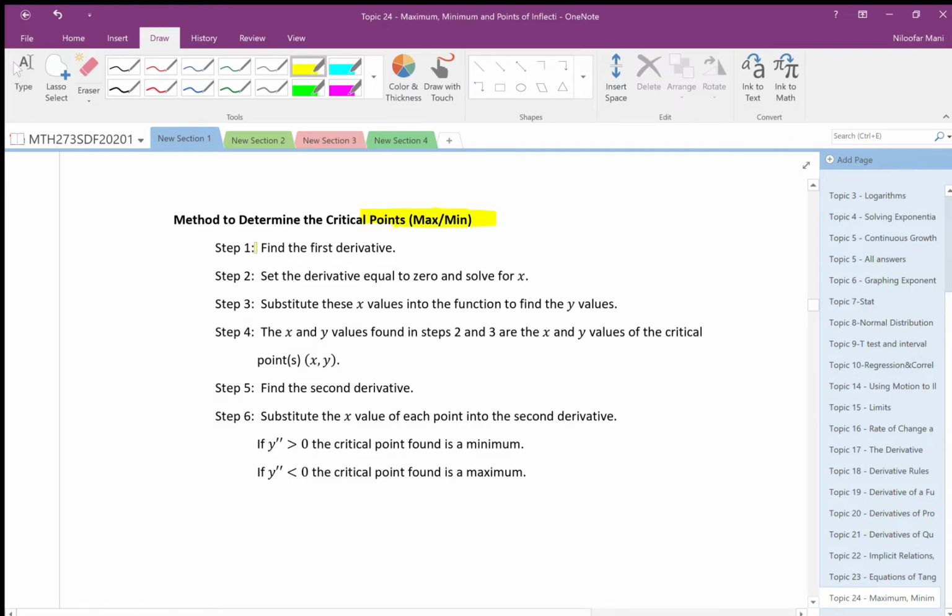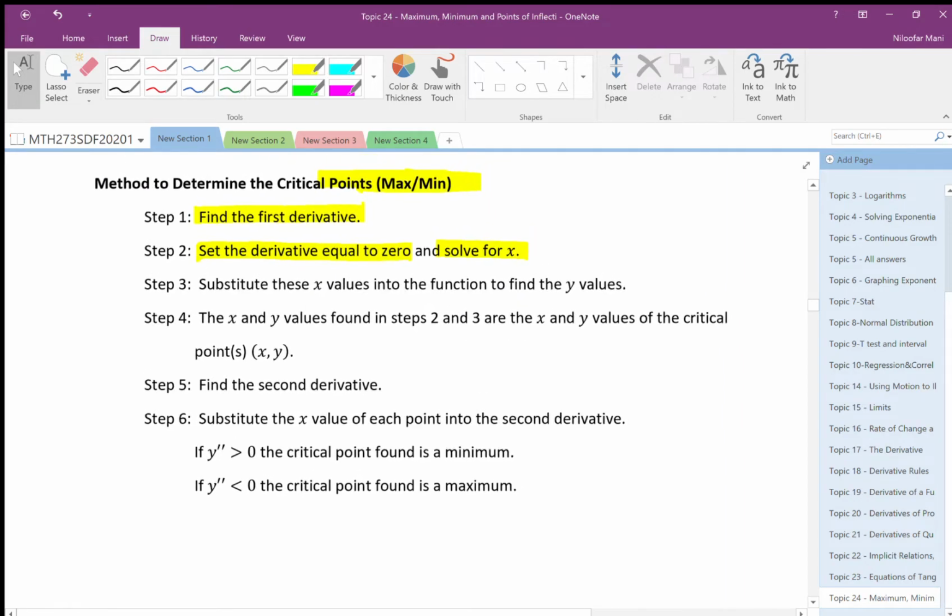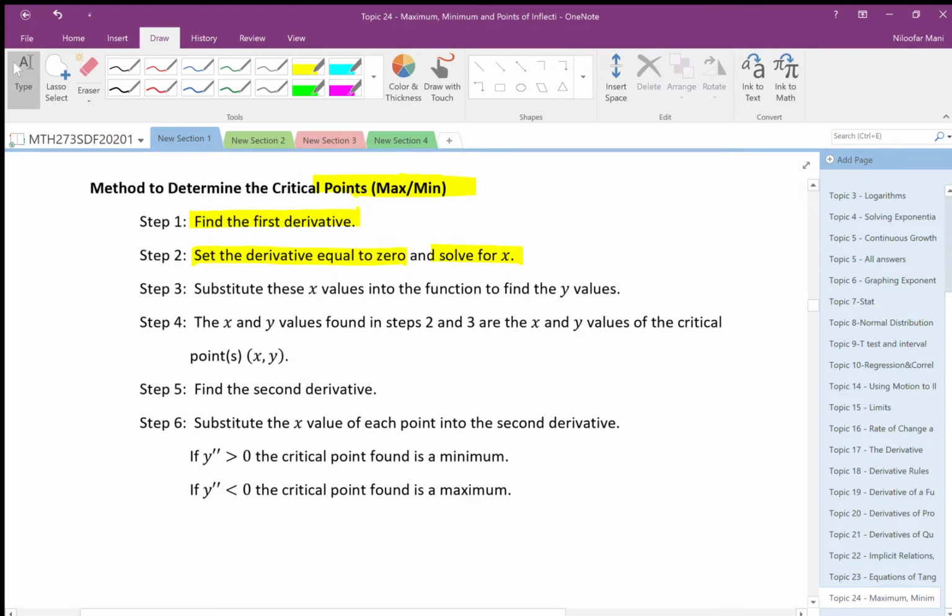First, find the first derivative. Put the first derivative equals 0 and solve for x, which means find those values. Then substitute those x values and find the y values. I told you, you have to find y as well. These points are critical points.